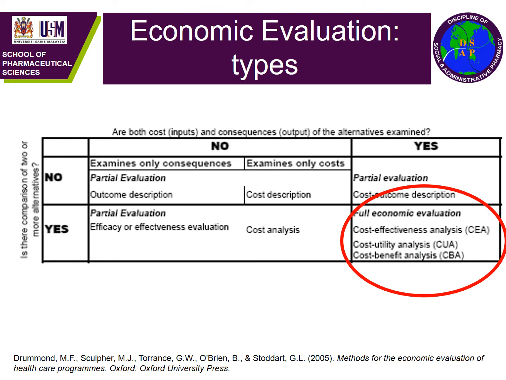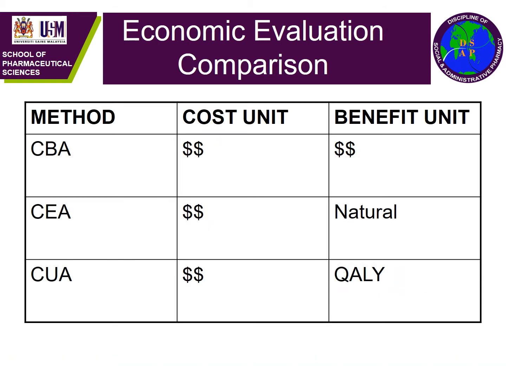There are 3 types of economic evaluations. If they fulfill the criteria of, first, that they are comparing both input and output, or the costs and consequences, of the alternatives examined, and second, that they are comparing at least two alternatives, then they are a full economic evaluation, which can fall into these three types: cost effectiveness analysis, cost utility analysis, or cost benefit analysis.